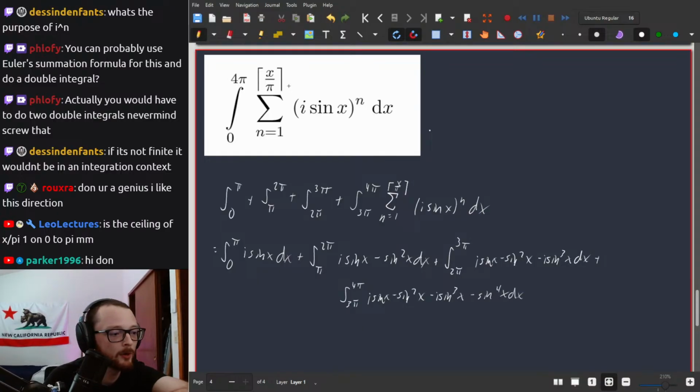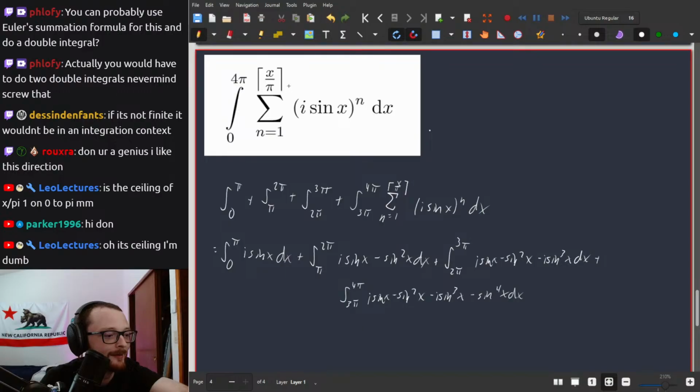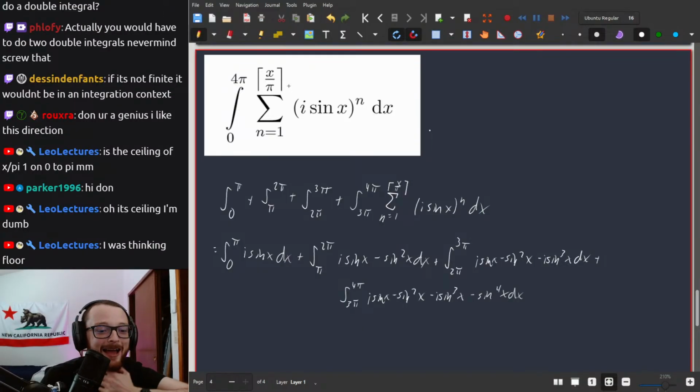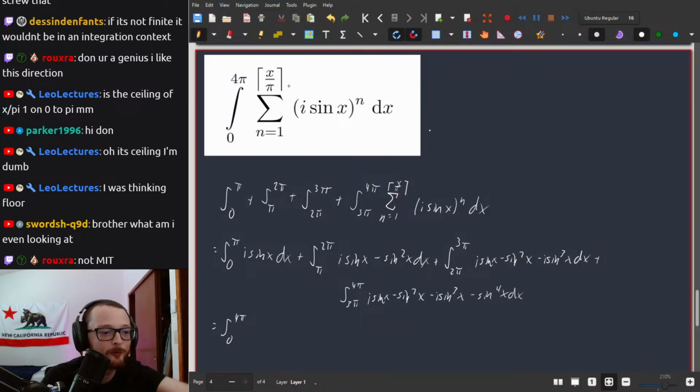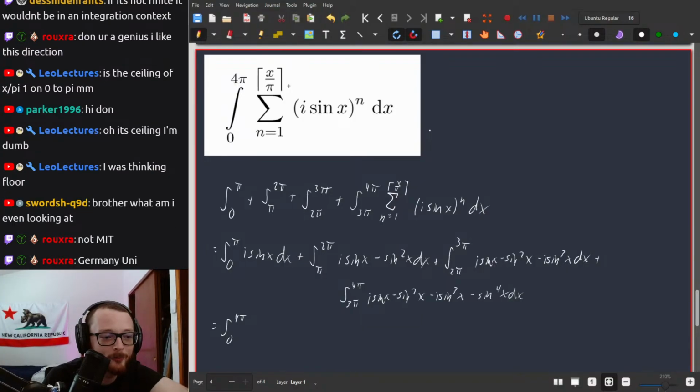Okay. Hey, Parker. Is the ceiling of x over pi 1 on 0 to pi? Yeah? Yeah, okay. I felt floor at first for a second too. This is apparently an MIT integration B integral. I'm a little bit scared because I think I've solved it, but there's no way that I've actually solved an integration B question. Oh, it's not MIT? Oh, maybe it's possible. Oh, German. That's right. You said a uni in Germany.